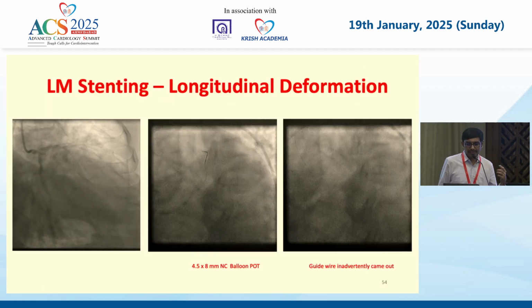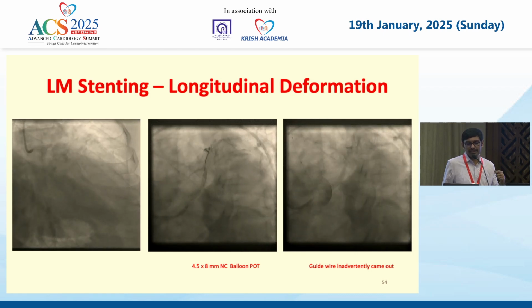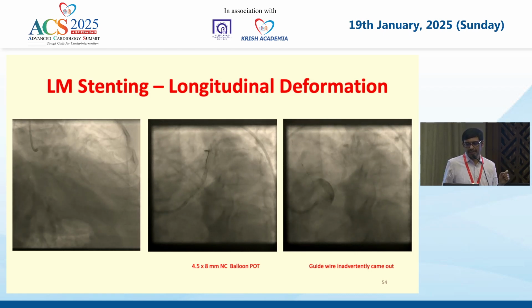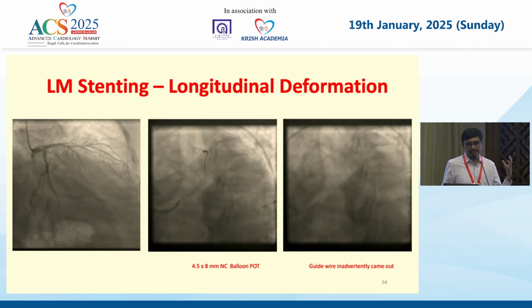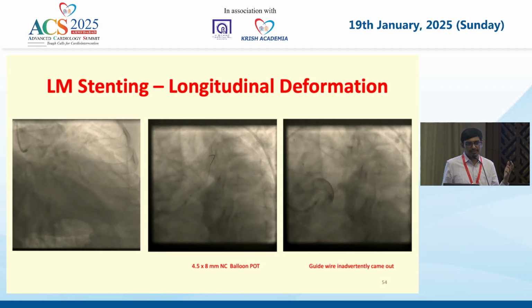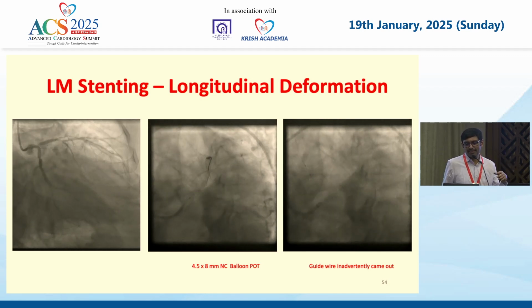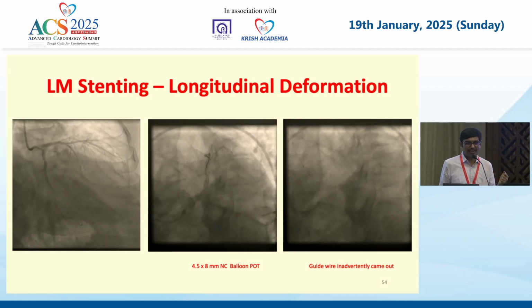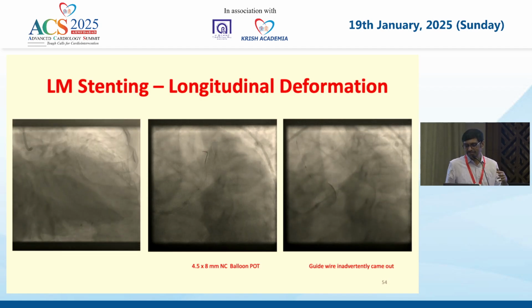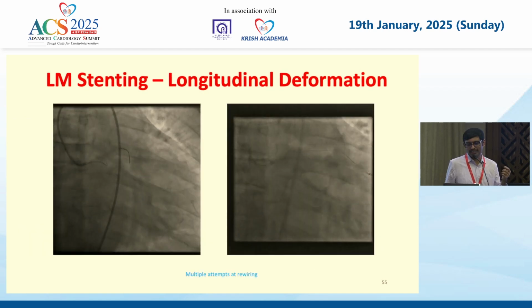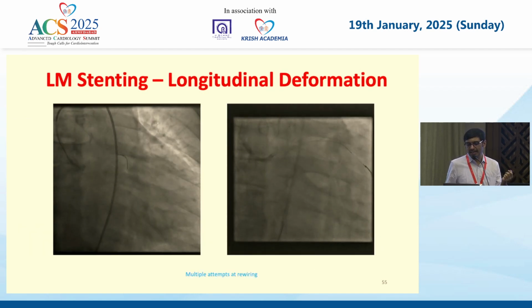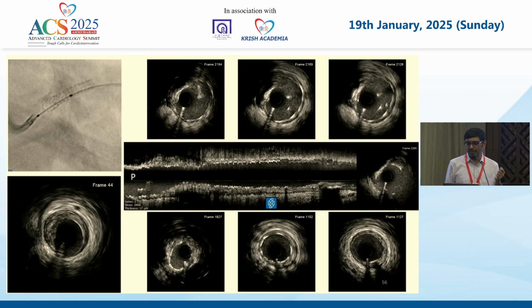And this is an example. This is a patient who had an ostial LAD lesion. The plan was to do a left main to LAD crossover stenting. That was done. And this patient is 110 kgs with severe sleep apnea. When we were planning to do POT, he took a deep breath, and everything came out. It took a long time to rewire it. Somehow we wired, and the balloon crossing was done. And this is the image we got.